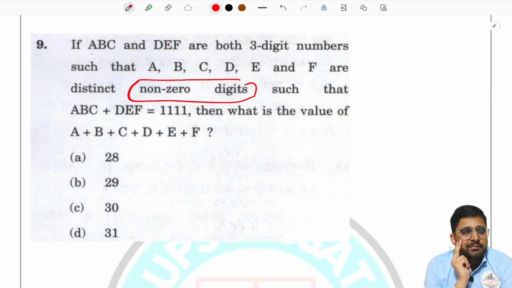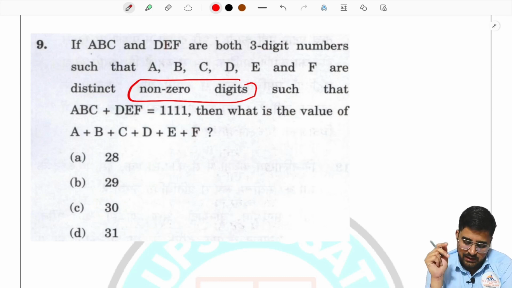According to the question, there are some values from 1 to 9 because they have clearly mentioned that no digit will be 0.